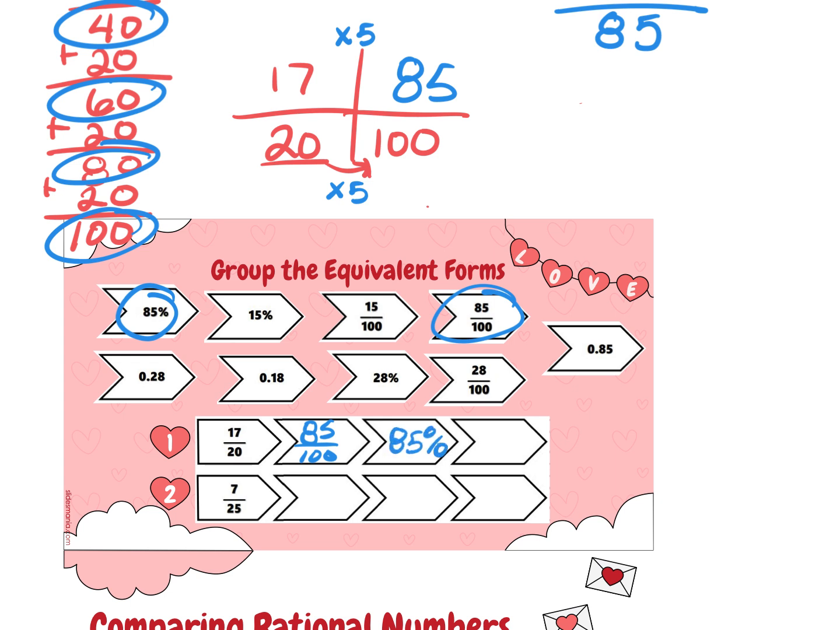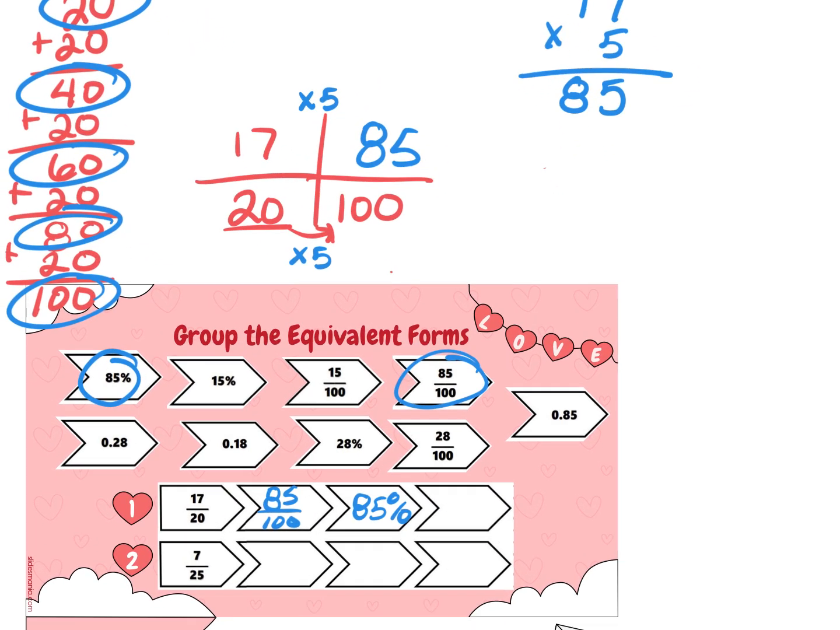Which means I can also write it as a decimal too. 85 out of 100 means 85 hundredths. So 0 point. The 5, the number needs to end in the hundredths spot. So this is the tenths, this is the hundredths. It's 0.85, so we're going to go ahead and use this one.